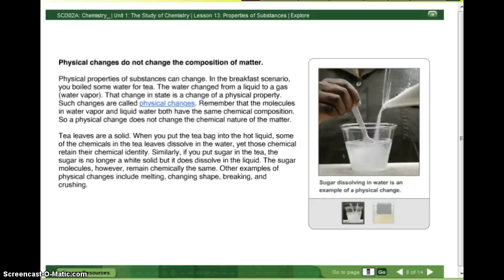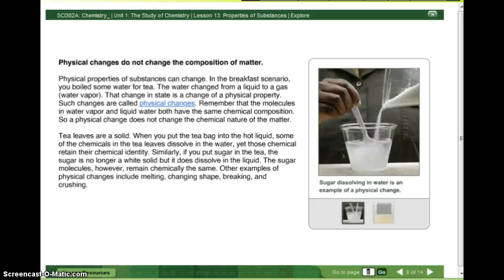Remember that the molecules in water vapor and liquid water both have the same chemical composition. And what is it? H2O. So a physical change does not change the chemical nature of the matter. In other words, it's still H2O. It's just gaseous water, liquid water. You freeze it, you have solid water. It's still water. It's a physical change.